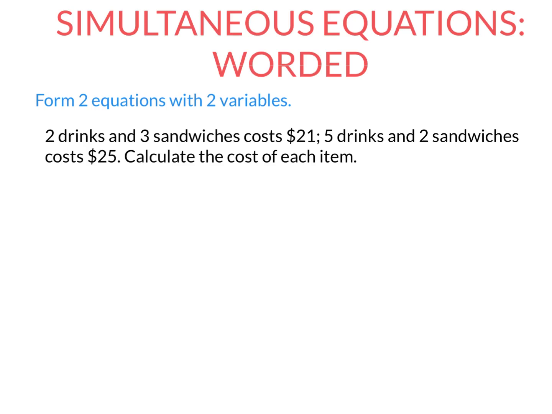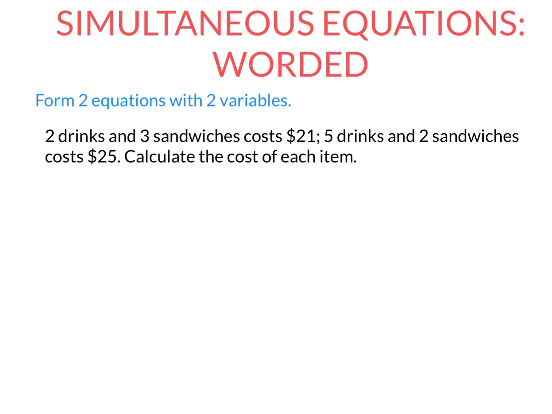Thank you so much for tuning into this video in which we will look at solving worded problems using simultaneous equations. So when we're using simultaneous equations, the magic number's 2. You form two equations with two variables and you get that from two bits of information. All we're doing is finding two equations and then solving them using either graphical, substitution, or elimination method, whichever you choose. So let's look at this question.